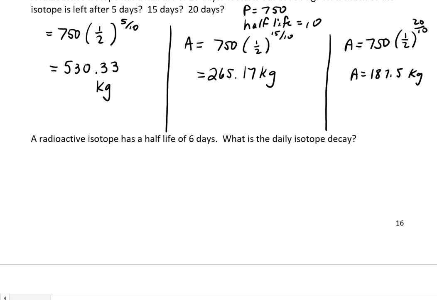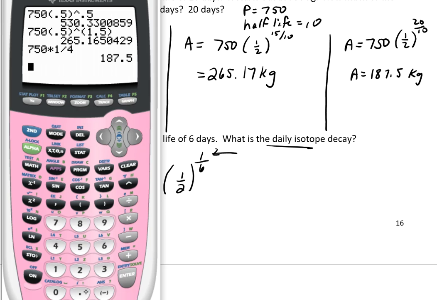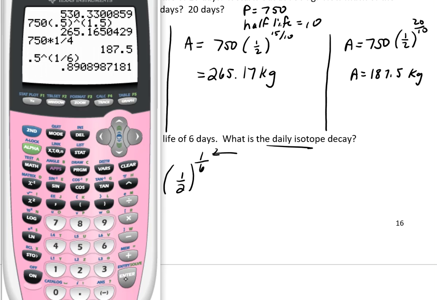So, a radioactive isotope has a half-life of 6 days. What is the daily isotope decay? I want to know what percent does it decay each day. So if I start at 1 for one whole amount and say 1/2 to the 1 over 6, 1 because I'm looking for daily, how much is being reduced in one day. 0.5 to the 1/6, which is really just going to basically take the 6th root of it. True story. 0.89.